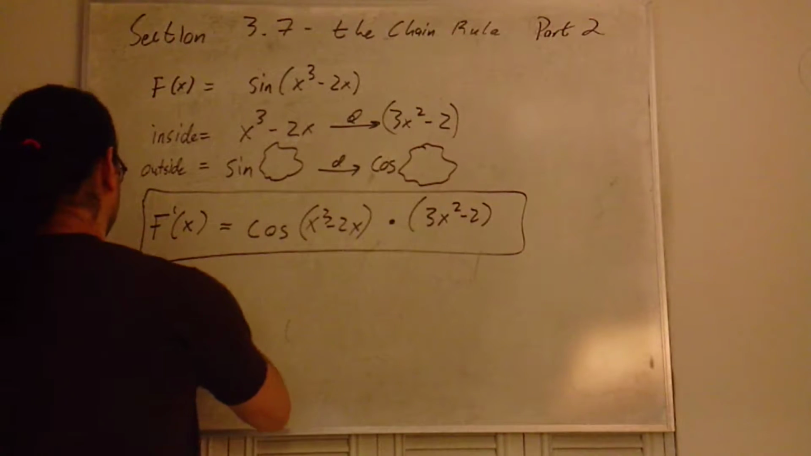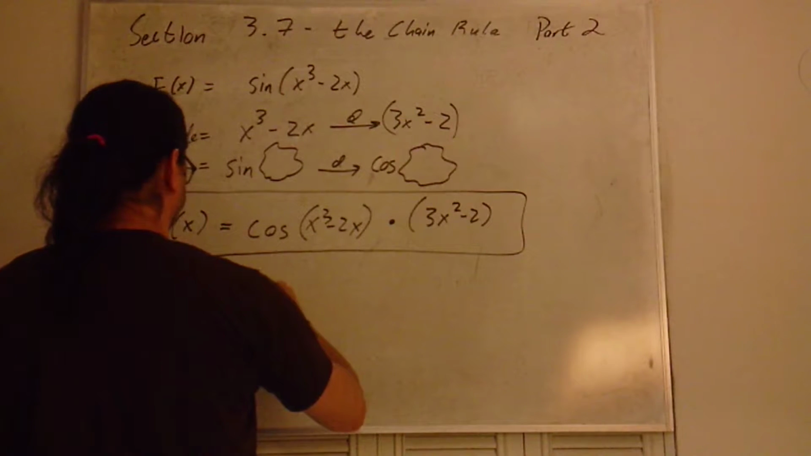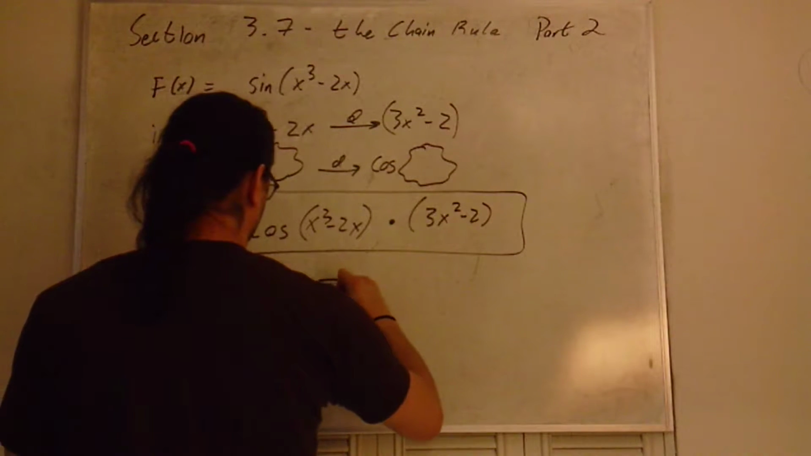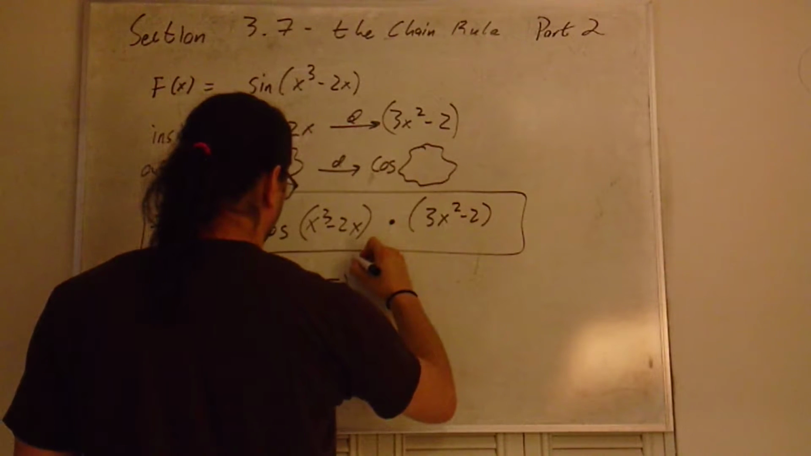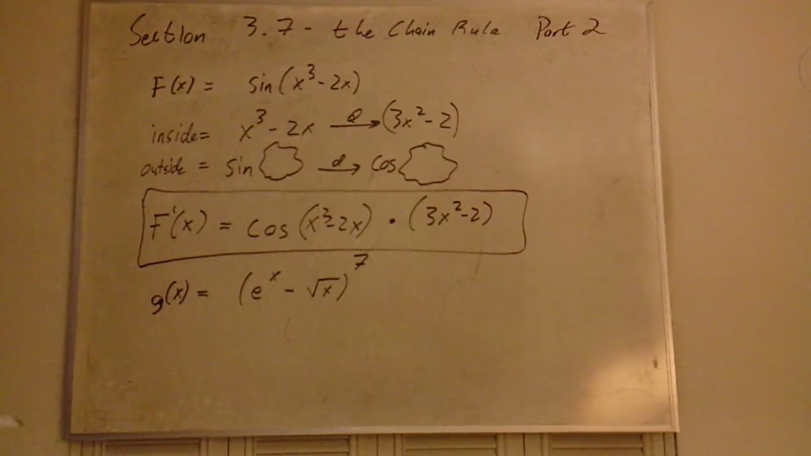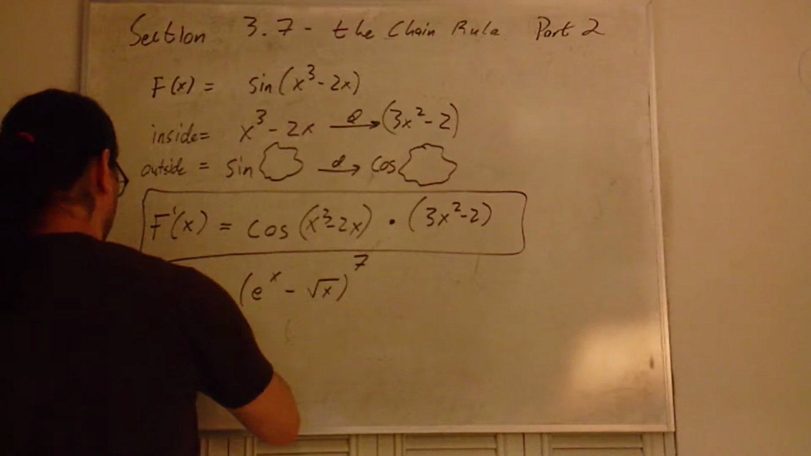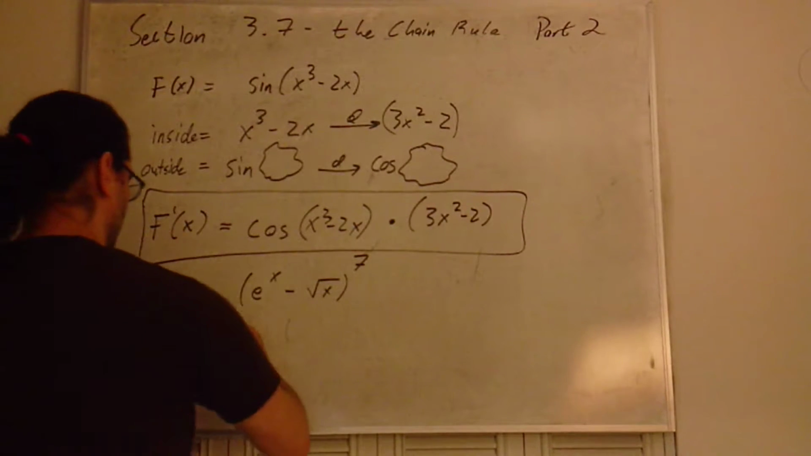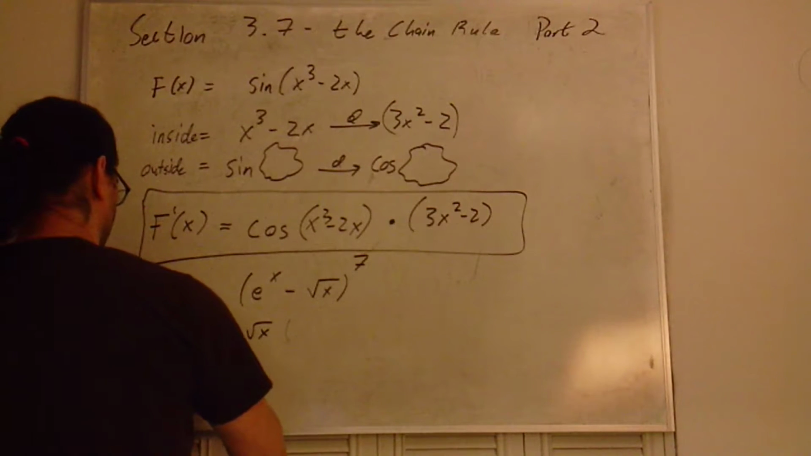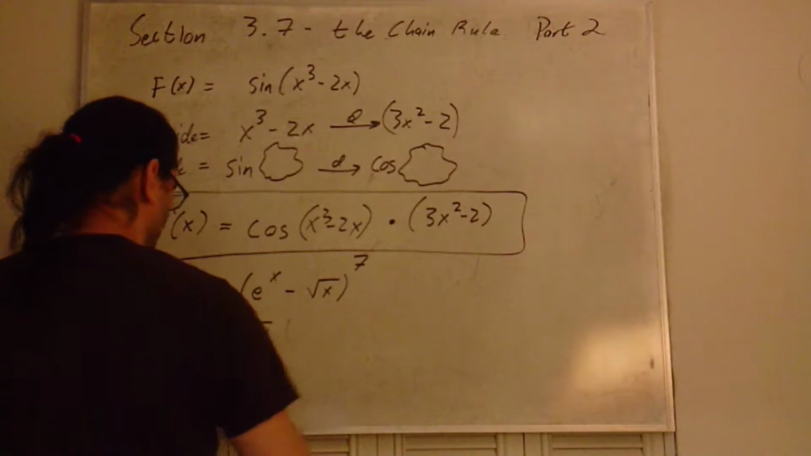Let's do g of x equals e to the x minus square root of x, to the 7th. The inside is e to the x minus the square root of x. The outside is something to the 7th power.